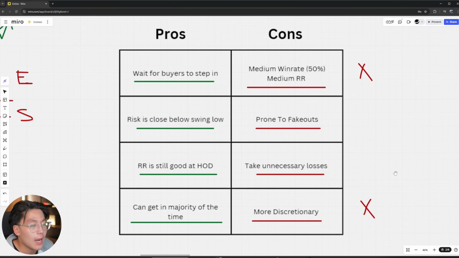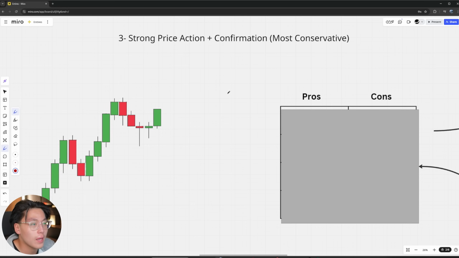With this being said, we went over the pros and cons and exactly what the second entry model looks like. Now let's talk about the third entry model, which is the most conservative. So as you can see now, what we have is the last and final, which is my personal favorite. It's waiting for strong price action plus confirmation.